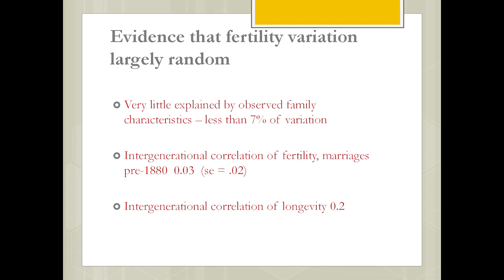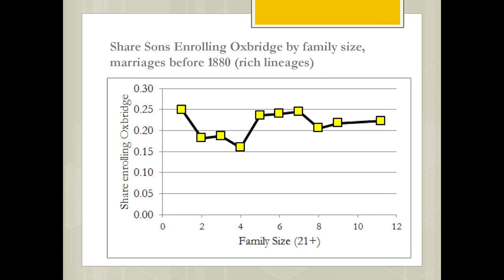What's evidence that this fertility variation really is largely random? Less than 7% of the variation across families can be explained by observed characteristics. The intergenerational correlation of fertility in marriages in this period is 0.03 and is not significantly different from zero. And then that intergenerational correlation becomes positive once we move towards the modern era, though it's still relatively very low, okay? So it seems that fertility is random.